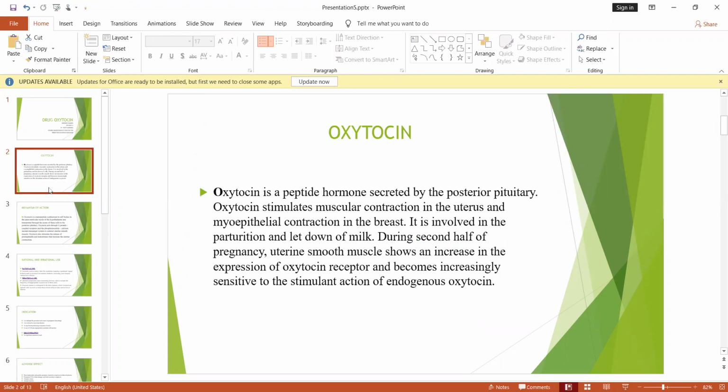Now, what is oxytocin? Oxytocin is a peptide hormone secreted by the posterior pituitary gland. It stimulates muscle contraction in the uterus and myoepithelial contraction in the breast. It also is involved in parturition and letdown of milk. During the second half of pregnancy, uterine smooth muscle shows an increased expression of oxytocin receptors and becomes increasingly sensitive to the stimulating action of endogenous oxytocin.